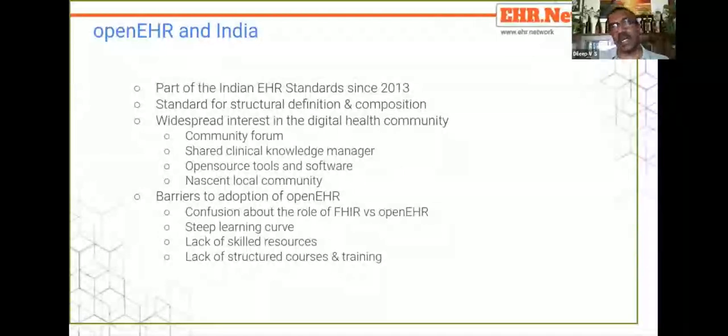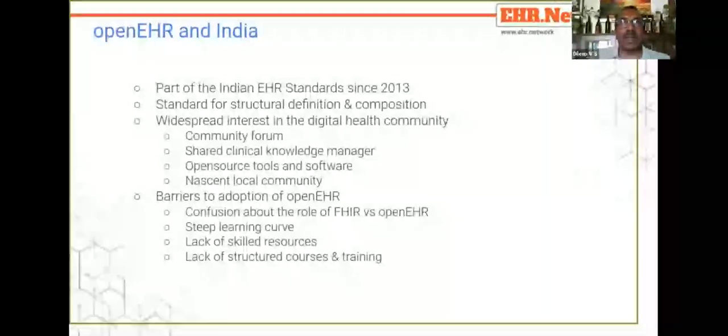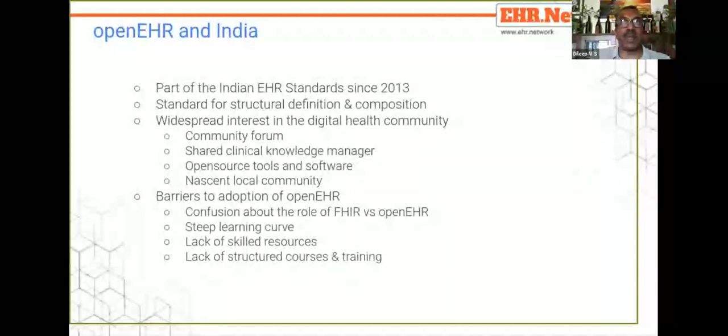The adoption rate as of now is extremely low in India. As I said before, we know only about EHR.Network as the real implementation. We have not come across any other implementations. So what are the barriers?